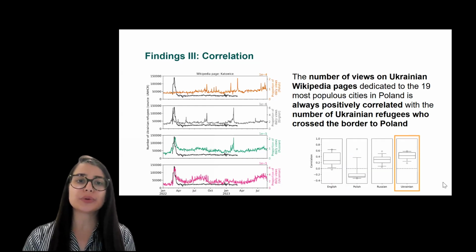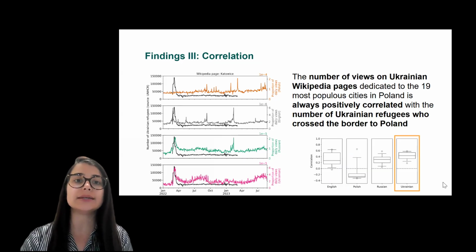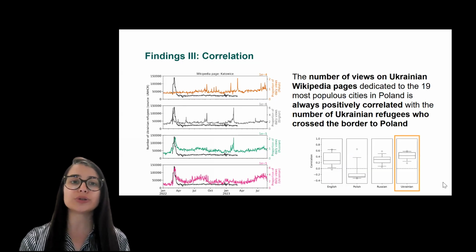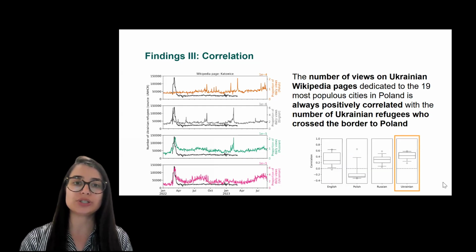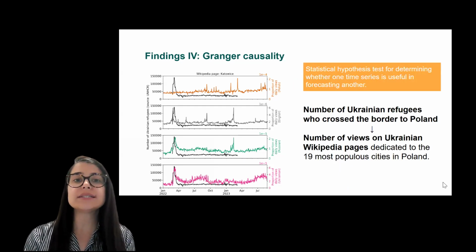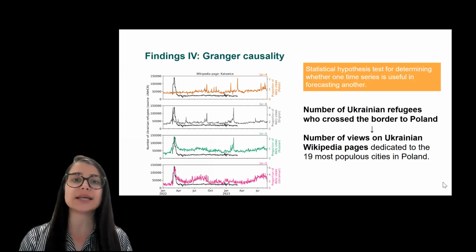First, we analyzed the correlation between these time series, and for all the Polish cities we analyzed, the correlation is always positive between the number of Ukrainians who cross the border to Poland and the number of views on Ukrainian Wikipedia pages about Polish cities. We went a step further, trying to assess the Granger causality between these time series, and we found that the highest scores are in the direction of the number of Ukrainian refugees crossing the border to Poland Granger-causing the daily number of views on Wikipedia pages dedicated to Polish cities.